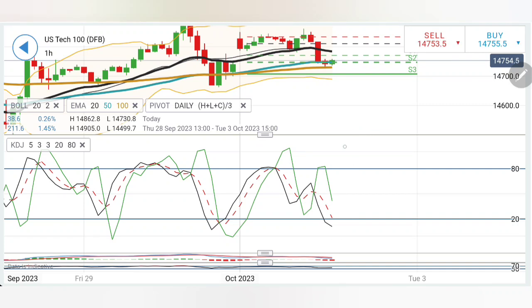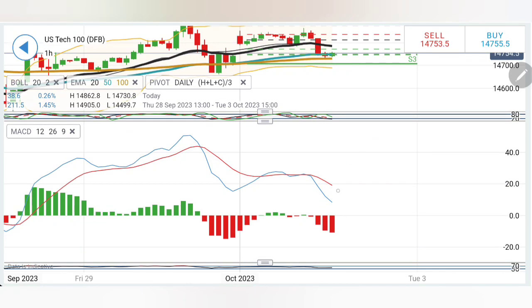See, stochastic has come to oversold zone. MACD is divergent, is bearish. It has seen the highs here. There is a probability that it can converge. At the same time, right now, see, the height is increasing. It is still suggestive of bearishness.